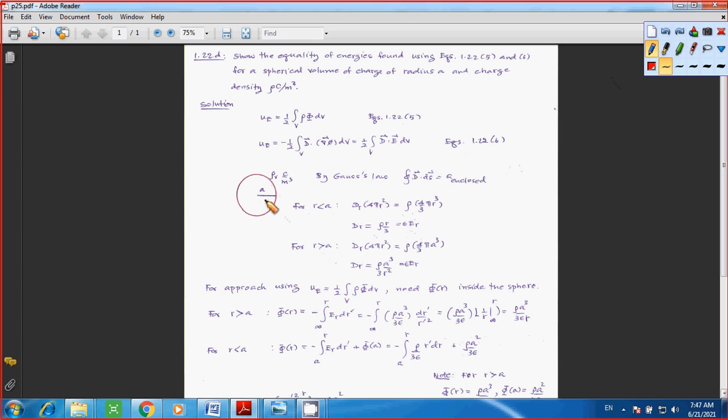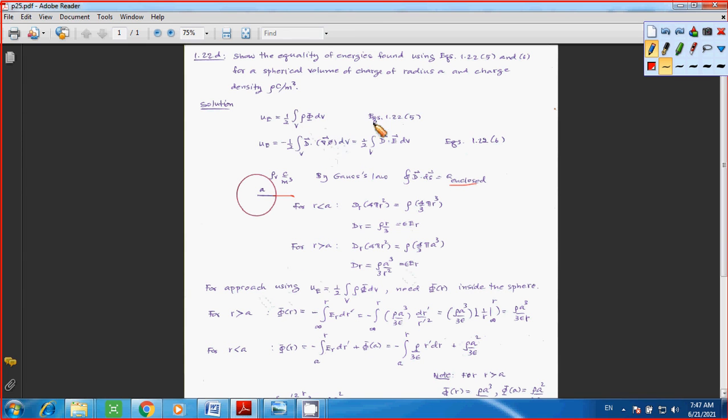Now for r greater than a, you apply Gauss' law, and the Q enclosed is going to be rho multiplied by the volume of the sphere. So instead of r, you put a cubed, and you have D_r equal to rho a cubed divided by 3r squared. That's also equal to epsilon E_r.